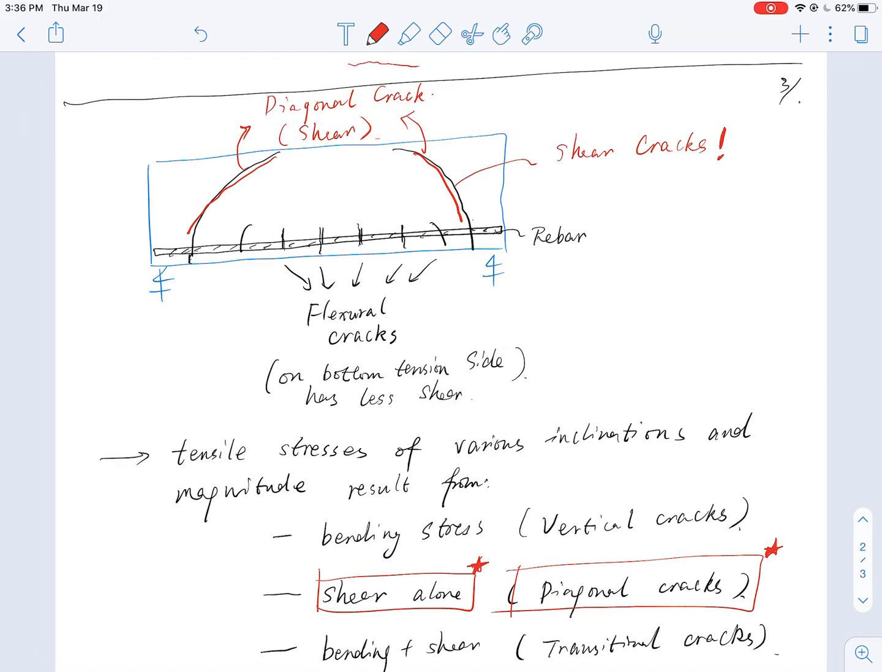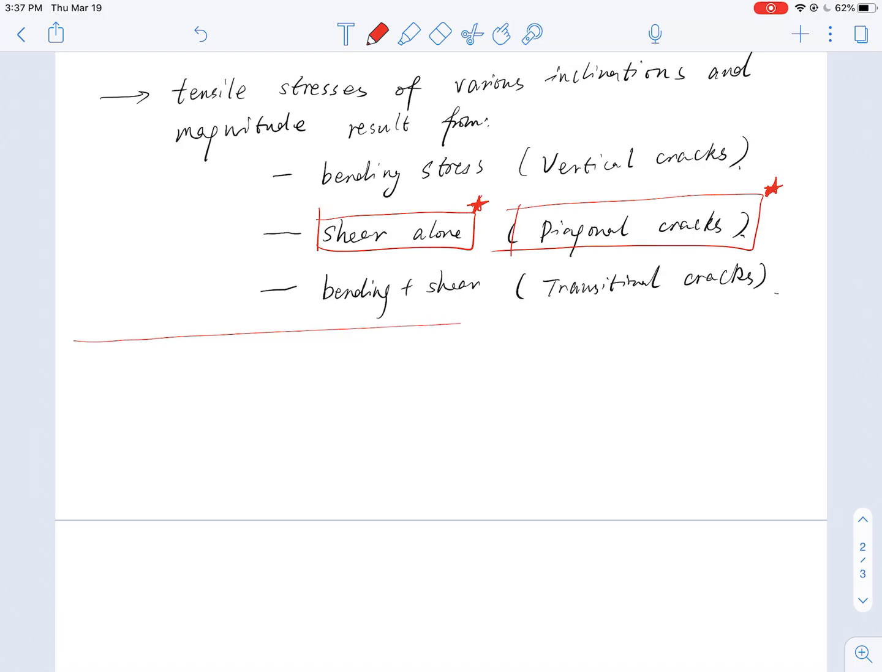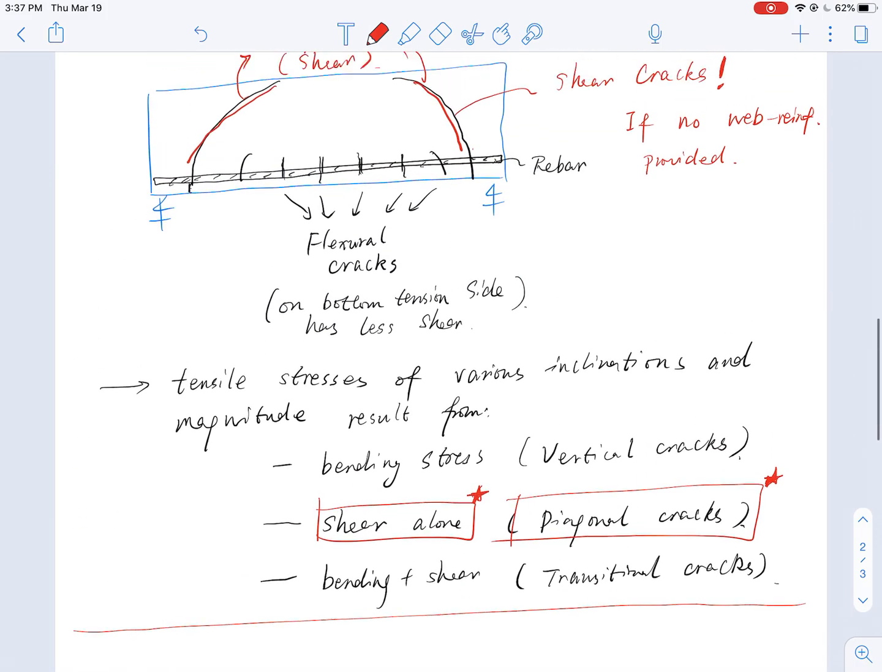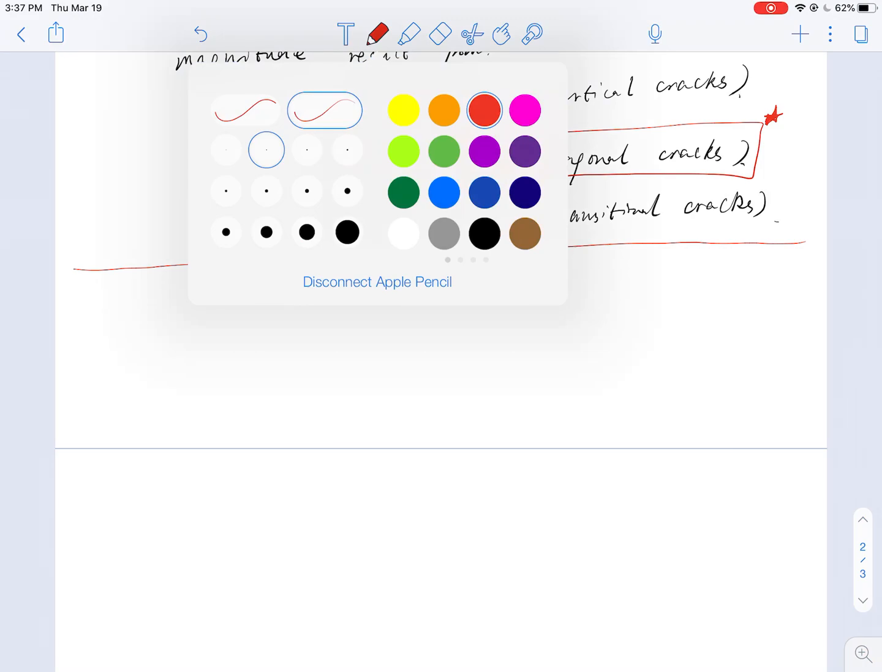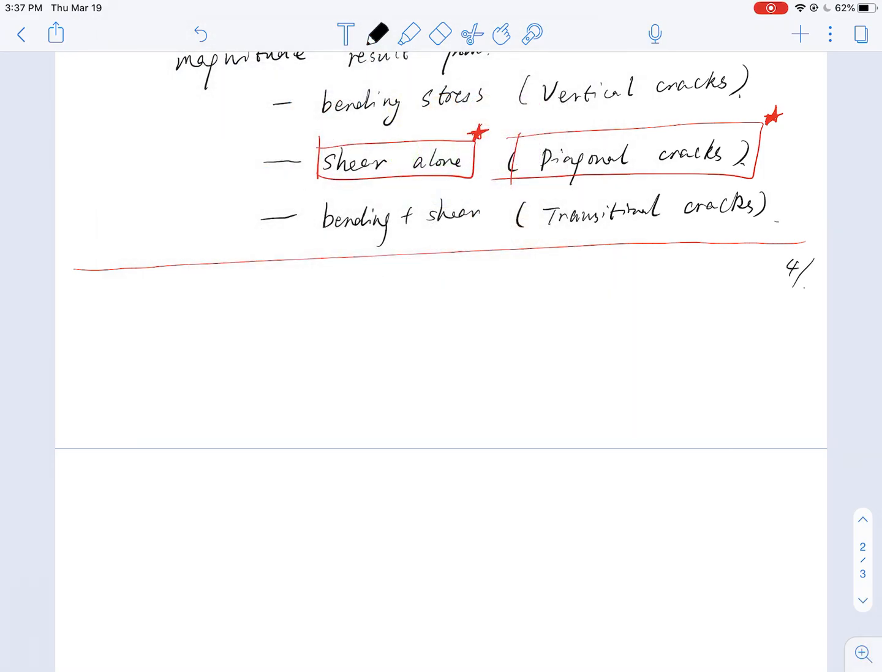So now, if we do not take care of them, which means if no stirrups or web reinforcement are provided, okay, what happens? I'll have an analysis done in this way. I can take the left end of the beam and cut it across this diagonal crack to have a free body diagram like this.